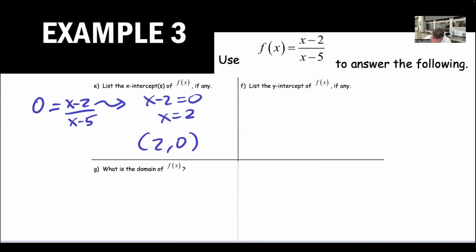For the y-intercept, let's let x equal 0. F of 0 equals 0 minus 2 over 0 minus 5, which would be -2 over -5, or 2/5.